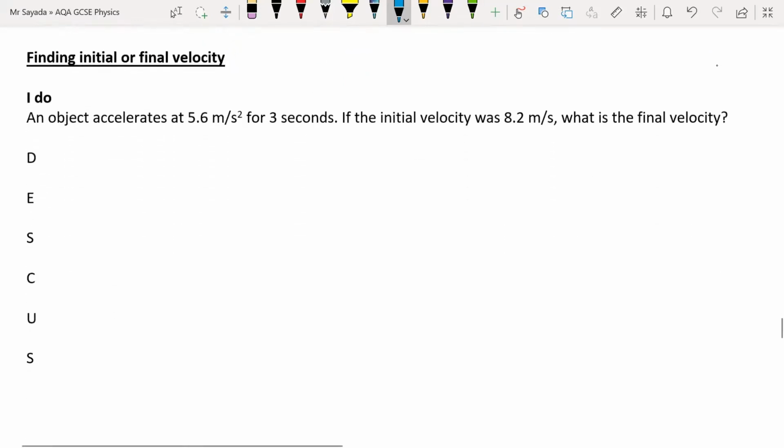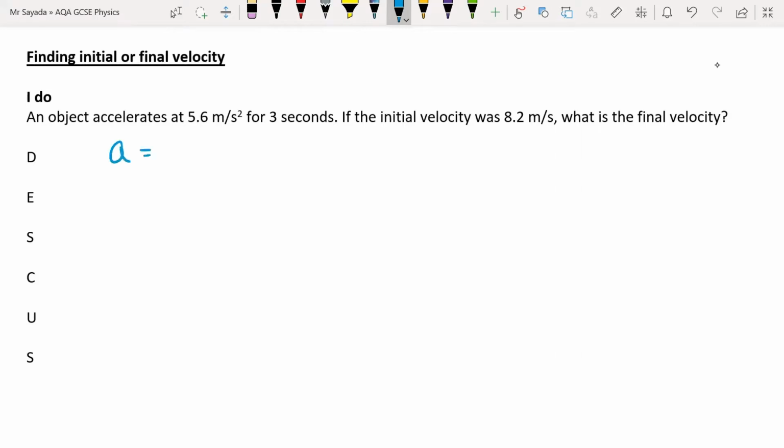Finally, this is the hardest kind of question you can get with this equation. So we're going to find the initial or final velocity, but we're not going to worry about that until the end of the question. So we're going to do normal Descus first. So pause the video to read the question and then press play. Okay, so we're going to write down what we know. So we know that an object accelerates at 5.6 meters per second squared.